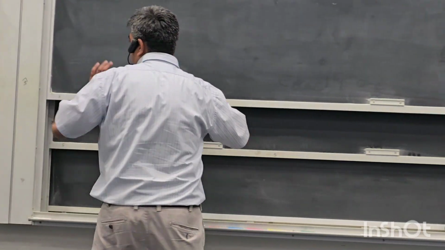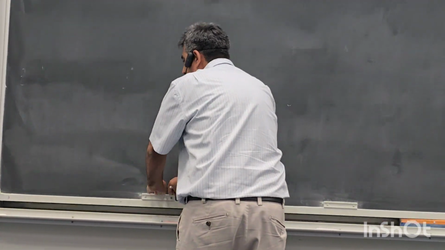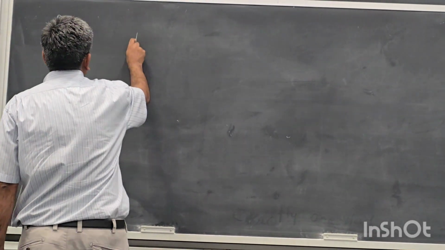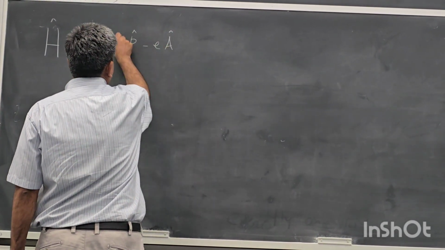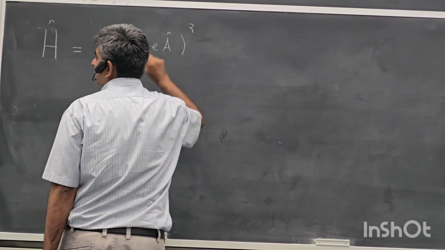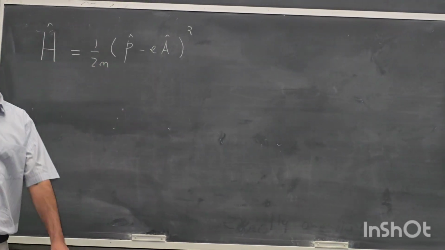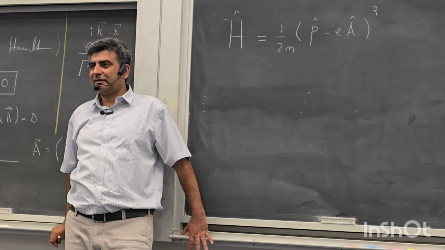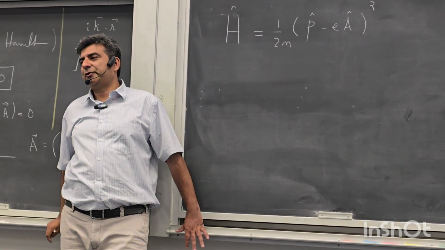Now, with the Landau gauge, how is our problem readjusted? Our problem is readjusted by noting that in the presence of a magnetic field, the Hamiltonian becomes 1 over 2m (P minus EA) whole square. Okay, so this is our new Hamiltonian. But there's an additional effect that's going to occur. What is that effect? What is missed out in this Hamiltonian?